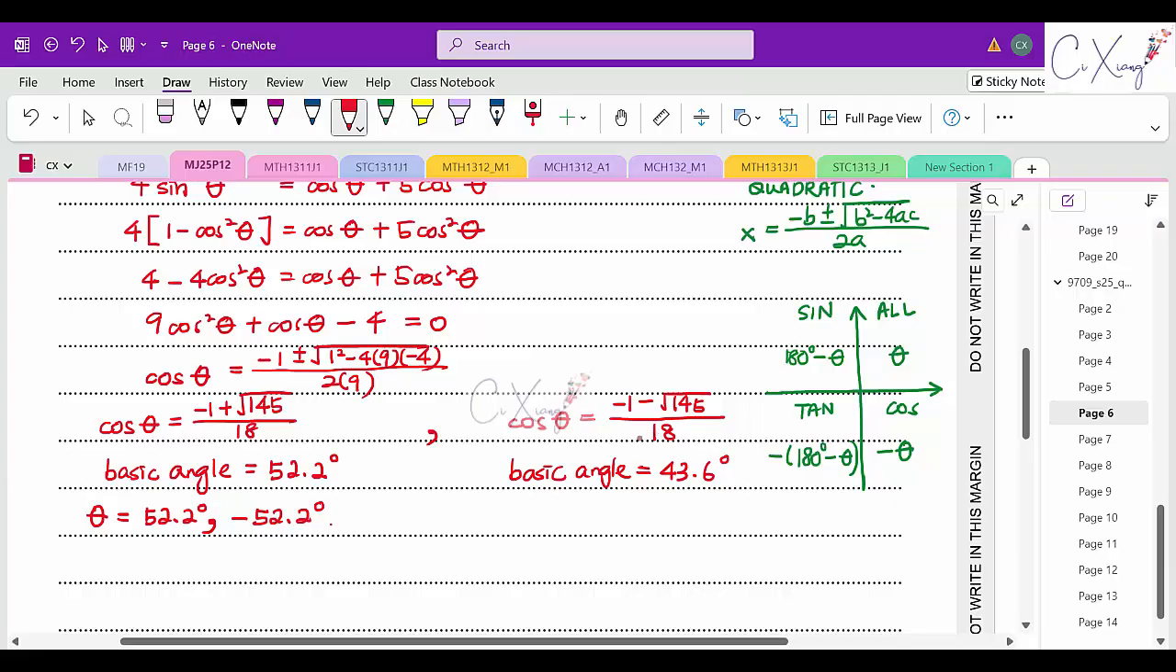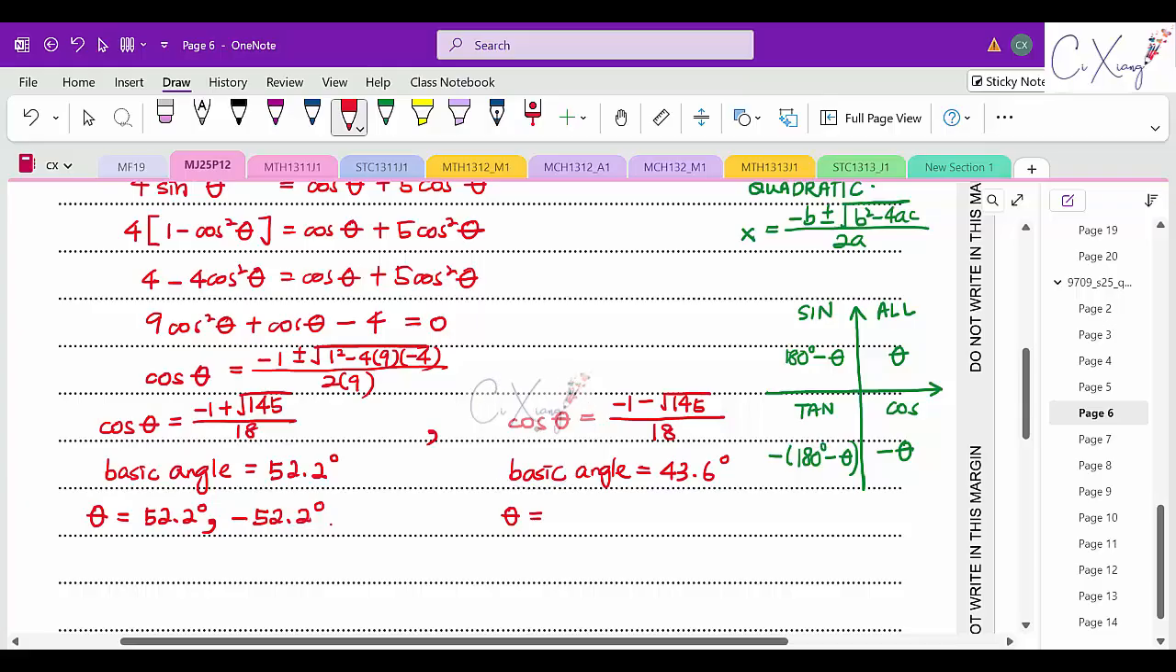What is the reason that we need to ignore the negative sign? Because we want to make sure our basic angle is coming from the first quadrant. Therefore, the negative sign we always ignore when finding out the basic angle. Right? Okay. Then now I need to go through the quadrants to find out the answer for theta.